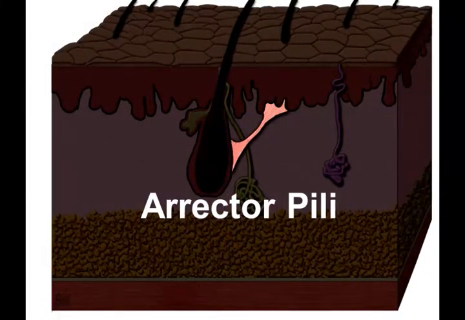The erector pili muscle extends from one side of the follicle, and in 3 dimensions is really a series of muscles that tether to various areas and then all converge on the same bulge region of the hair follicle.